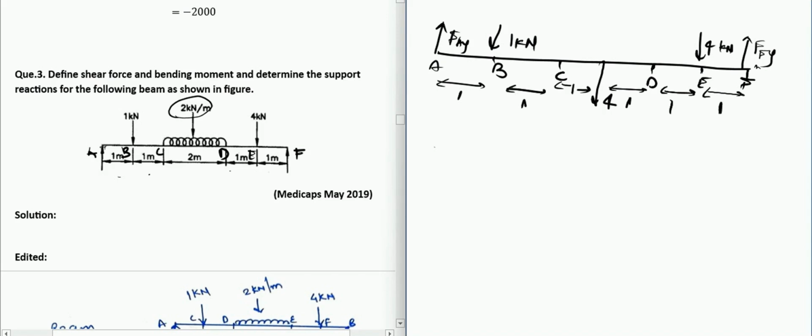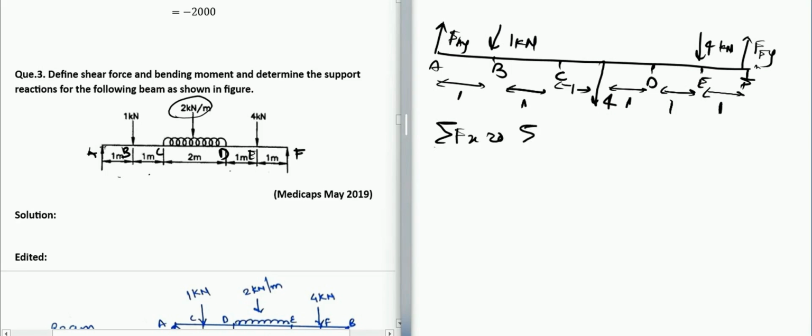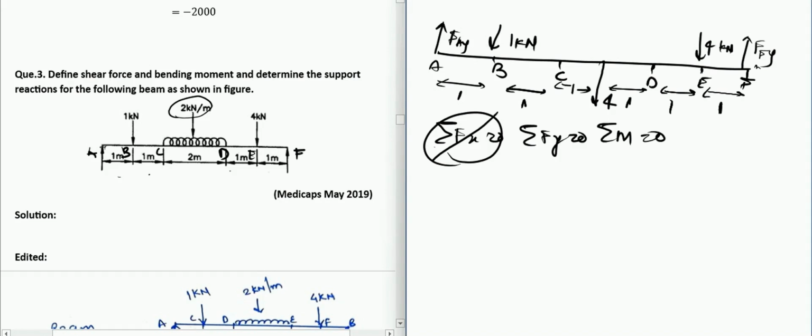What we can do after this is apply the equilibrium conditions, which are summation Fx is 0, summation Fy is 0, and summation of moment at any point is 0. As you can see, there is no horizontal force here, so just neglect that condition. All these forces, FAY and the others, are in the y direction, or normal to the beam, so we will need the other two conditions.